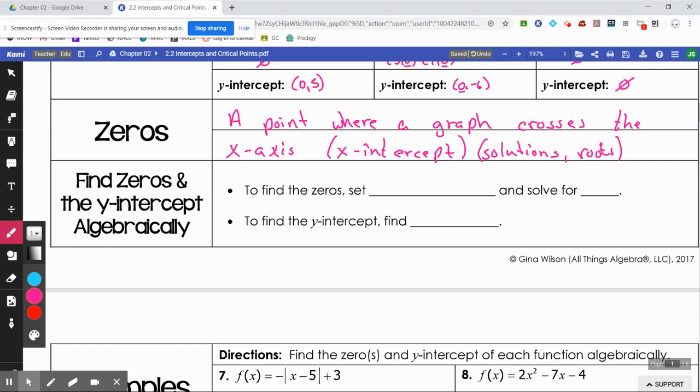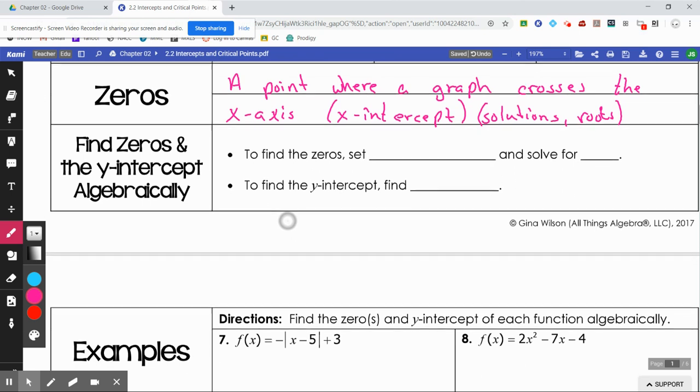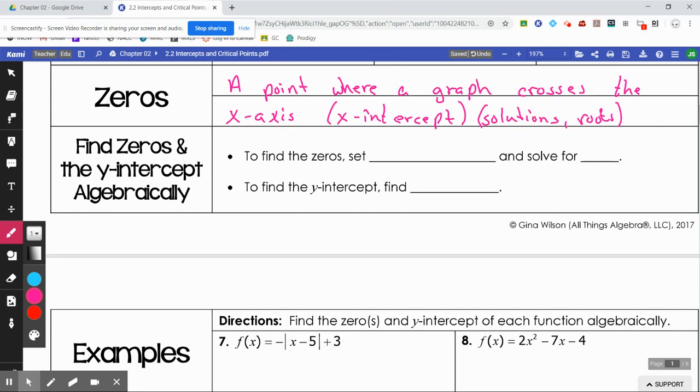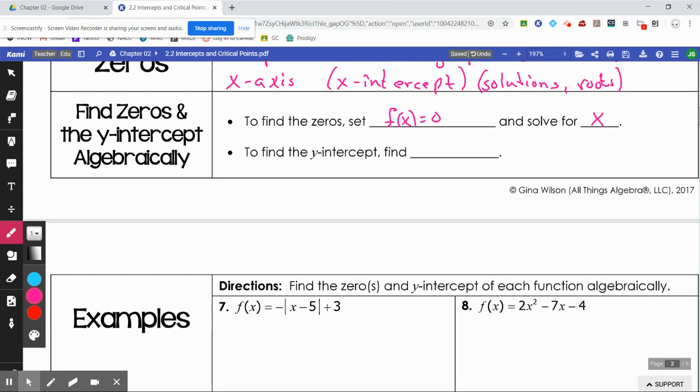So anytime they ask for a zero, a solution, an x-intercept, a root, we're actually looking for the exact same thing. Now we're going to be finding these without a graph. We're going to be finding them algebraically. Now could I graph each of these and find them? Sure. But I want to make sure that we can also find these algebraically. To find the zeros, we're going to set y equal to 0, or f of x, same thing. We're going to set y equal to 0, and we're going to solve for x. To find the y-intercept, we set x equal to 0. We've already said that at an x-intercept, y equals 0. At a y-intercept, x is 0.